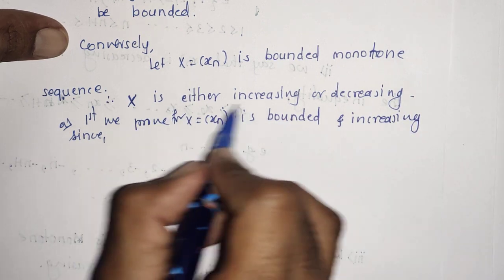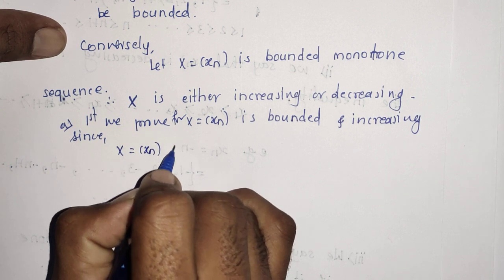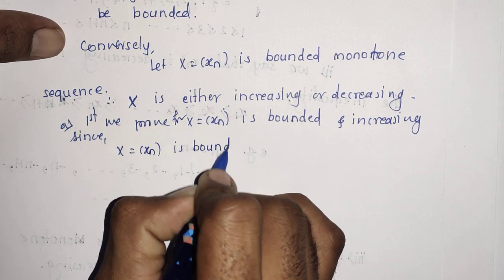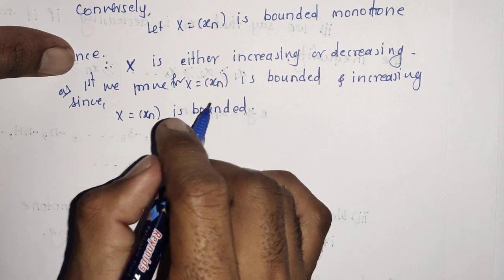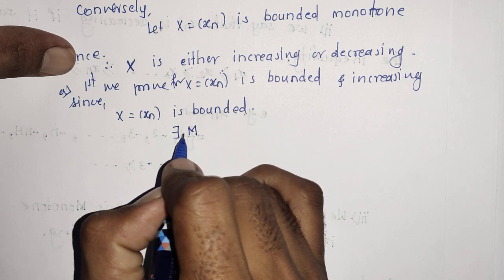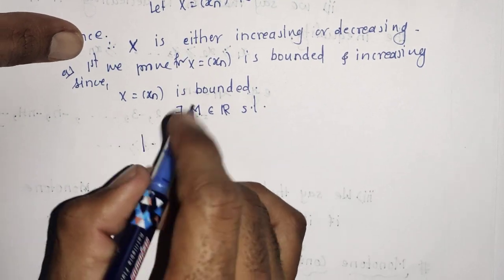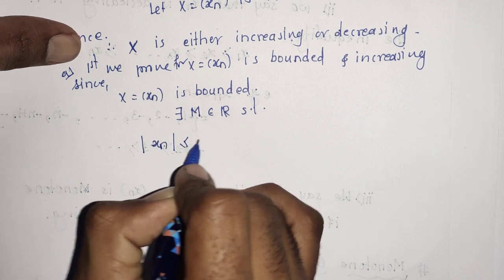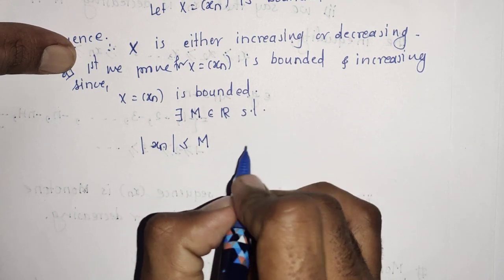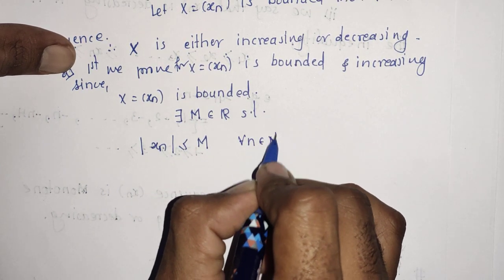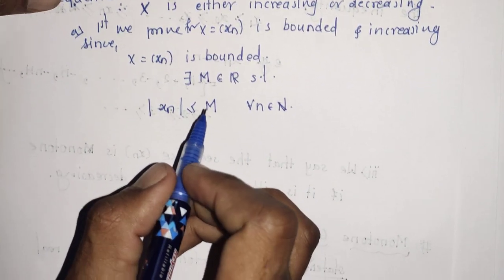Since this sequence is bounded as well as increasing, we can use the definition of a bounded sequence. Therefore there exists some m belonging to the set of real numbers such that mod of xn is less than or equal to m for all n belonging to natural numbers, means every element of the sequence, in modulus, is less than or equal to m.